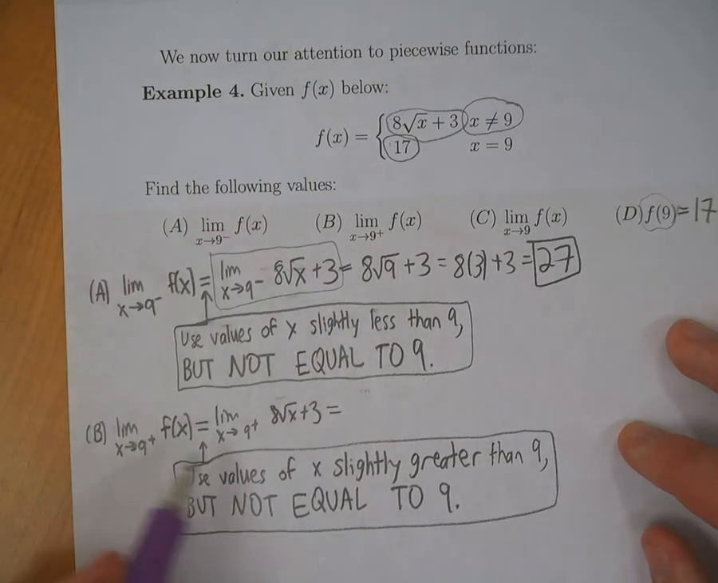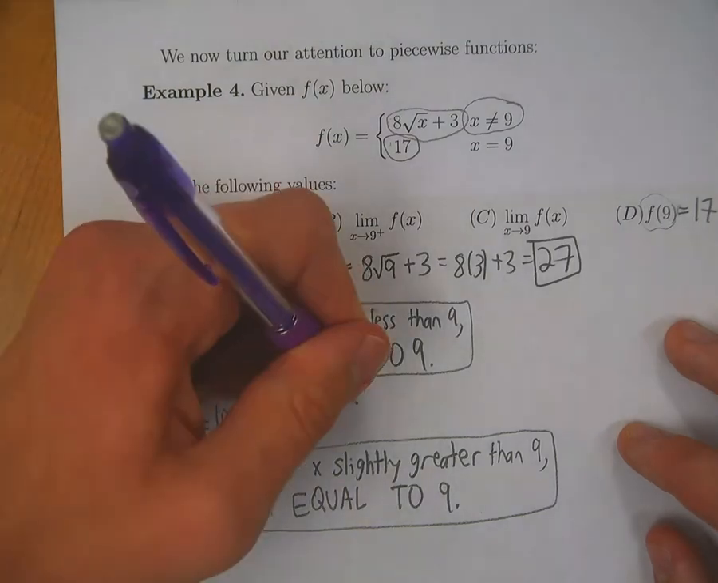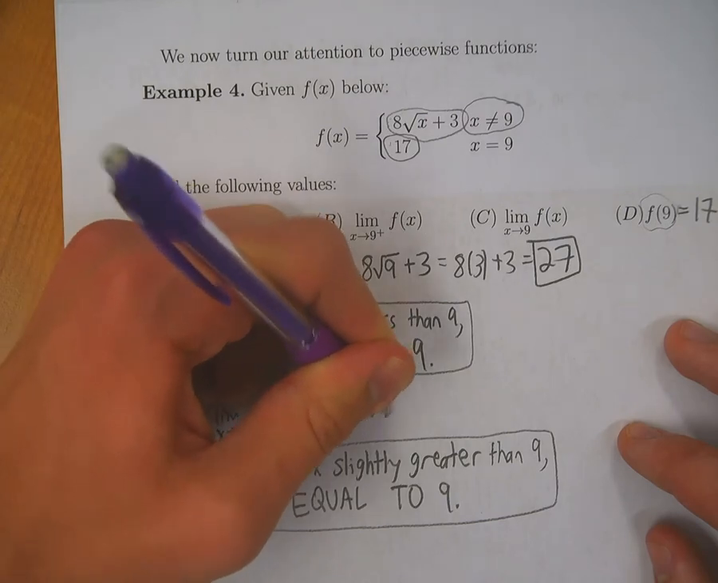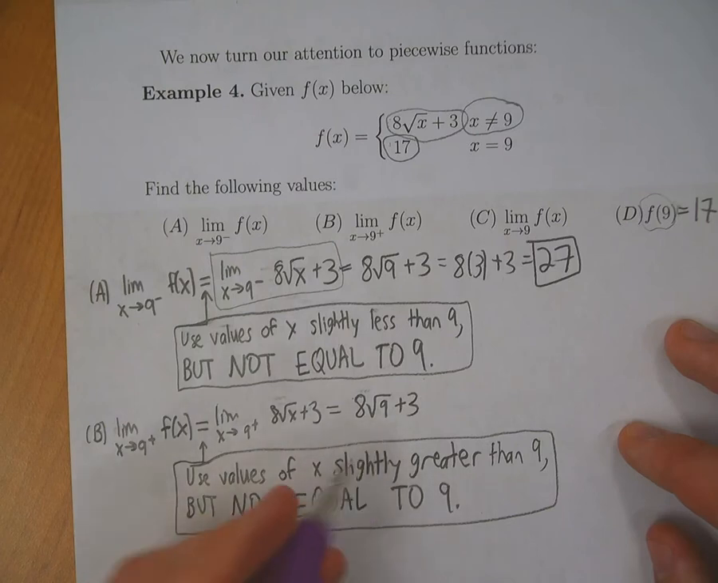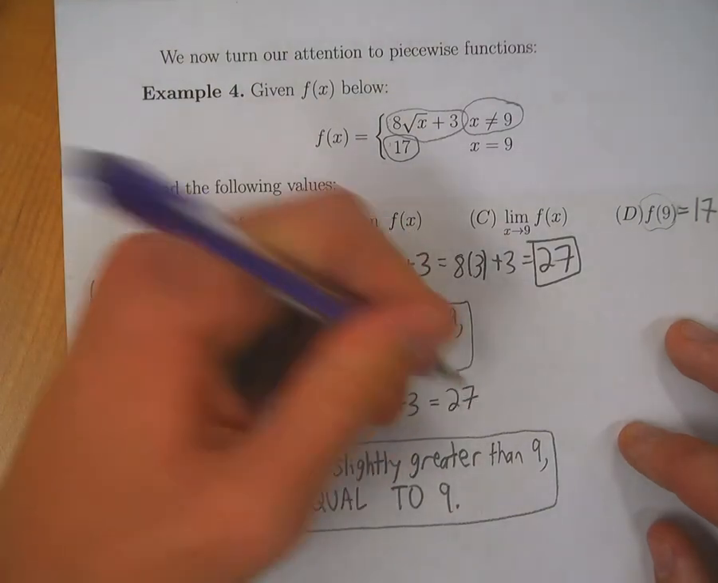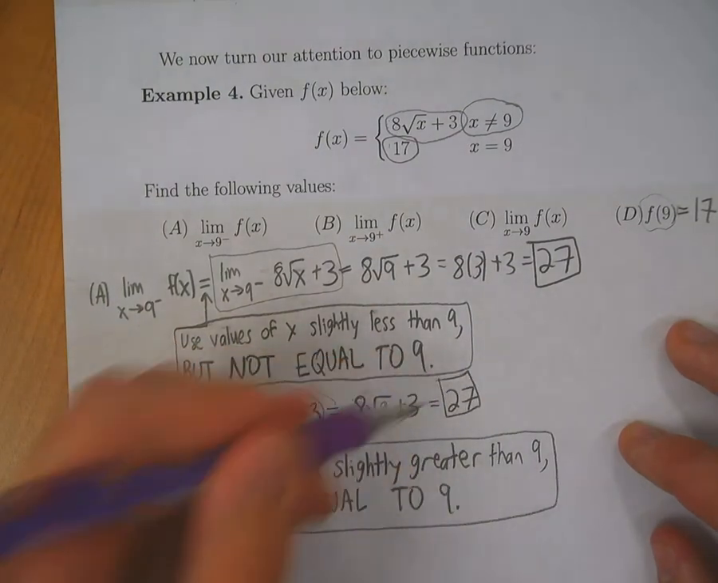So this limit of f of x is the same thing as the right side limit of 8 times square root of x plus 3. So with this being the case, that should tell you that your right side limit is going to be what? Again, using similar reasoning as part A. 27, good. So 8 times square root of 9 plus 3. You can just let x equal 9 here because that's allowed in your domain, at least for this function. And then that just gives you 27 here. Okay?